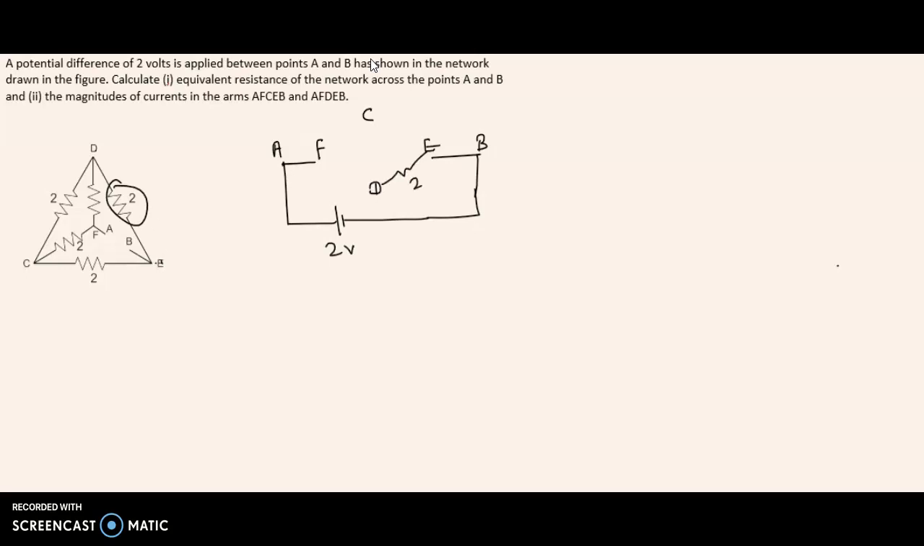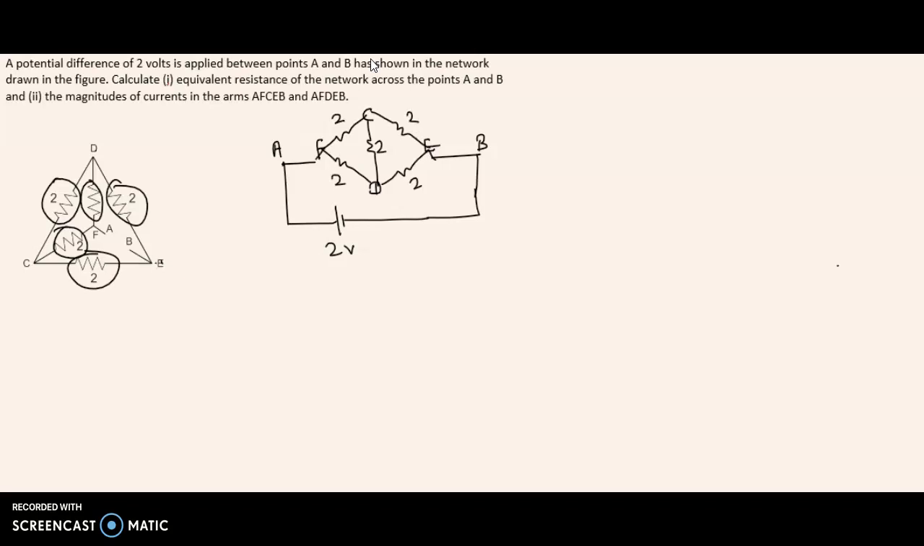Between F and C there is a 2 ohm resistor, between D and C a 2 ohm resistor, between D and F a 2 ohm resistor, and between C and E a 2 ohm resistor.